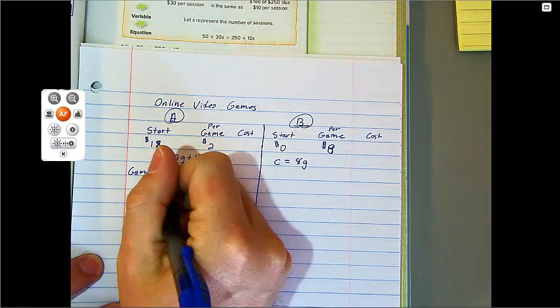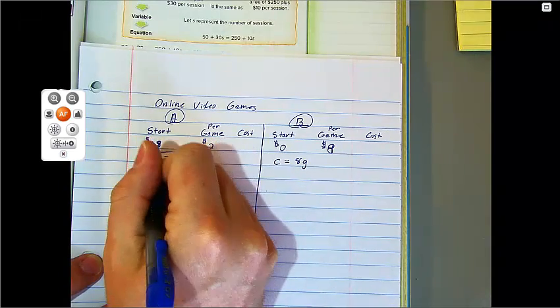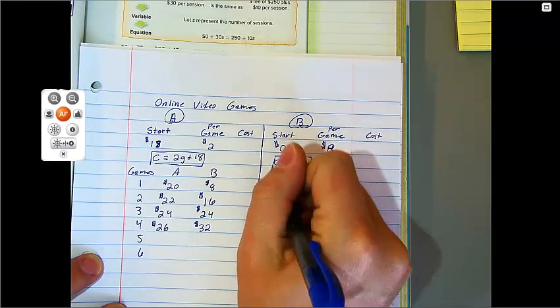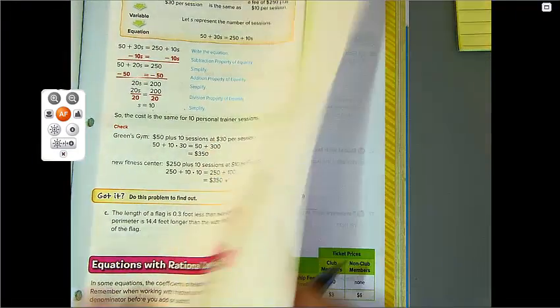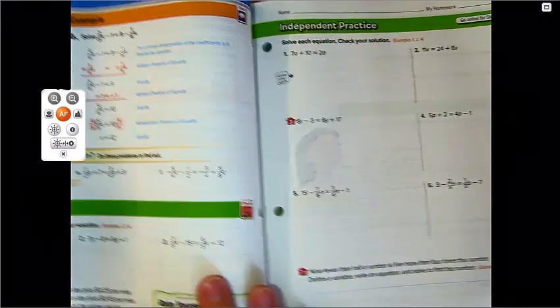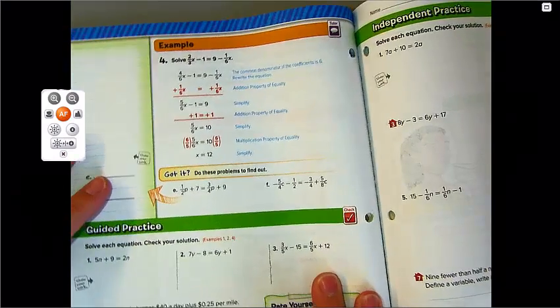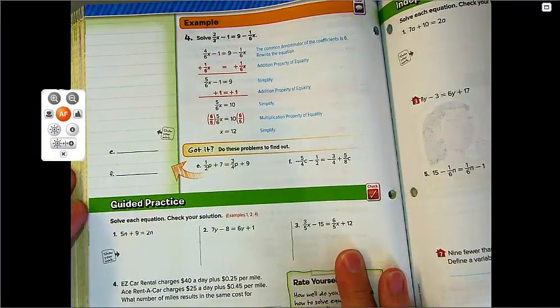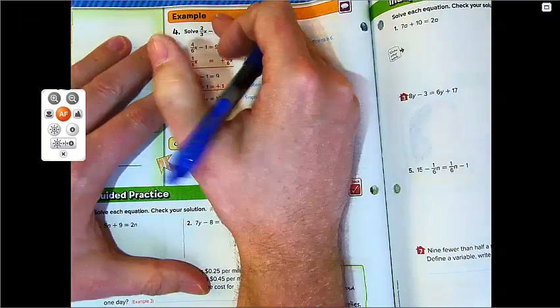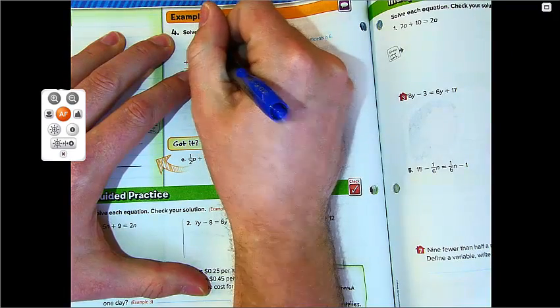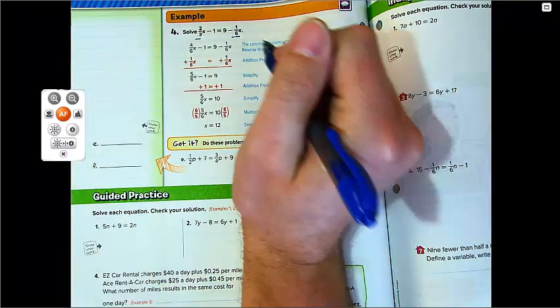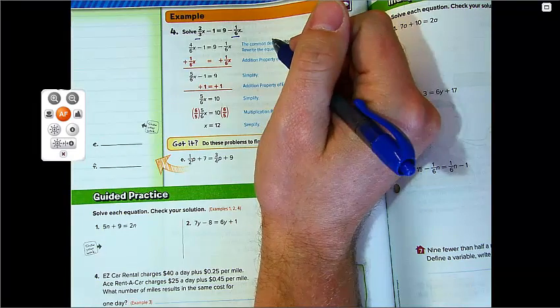So this is how equations kind of work in real life to help us make good decisions about things we do. Now, last example. I want you to look here at example 4, turn the page, there you go. So here, we are using just some fractions instead of whole numbers with our variables.